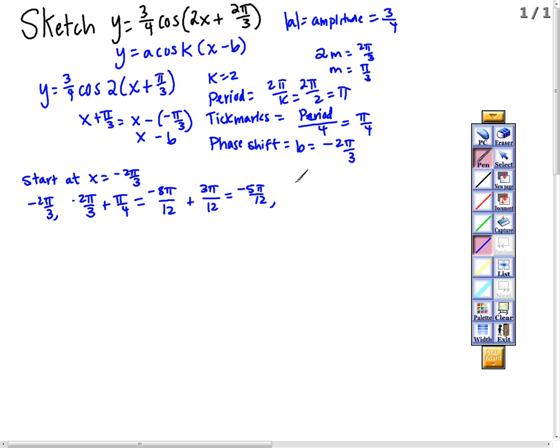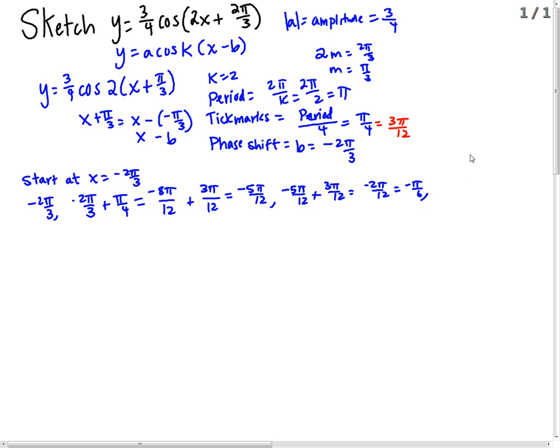Then we have, let's see, negative 5 pi over 12 plus, I'm going to go ahead and put this in red, pi over 4, which is equivalent to, we said, 3 pi over 12. So plus 3 pi over 12, that's negative 2 pi over 12, which is negative pi over 6. Then negative 2 pi over 12 plus 3 pi over 12 is pi over 12. Then pi over 12 plus 3 pi over 12 is 4 pi over 12, which is pi over 3. Then 4 pi over 12 plus 3 pi over 12 is 7 pi over 12.